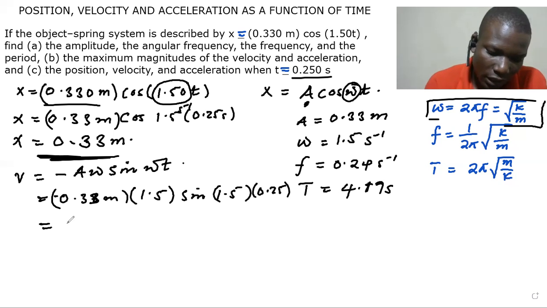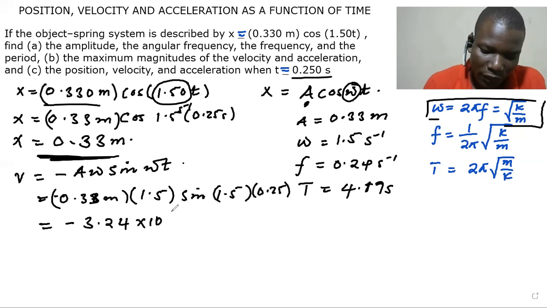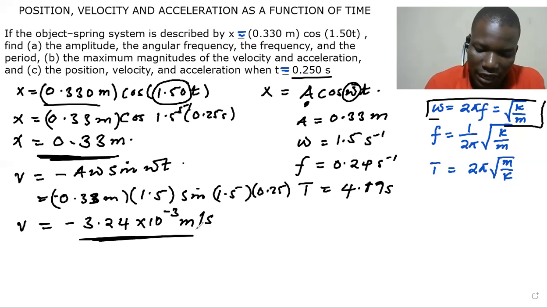Okay, so we get negative 3.24 by 10 to the power negative 3 meters per second. So this is going to be our velocity at that time.